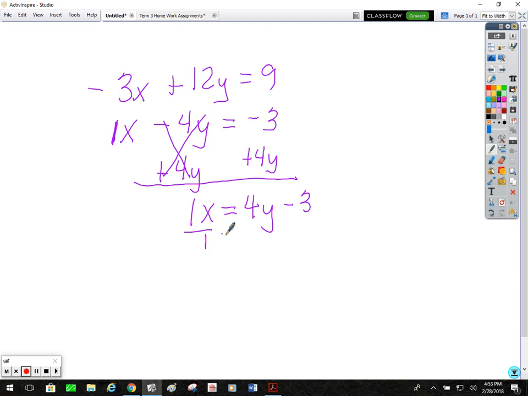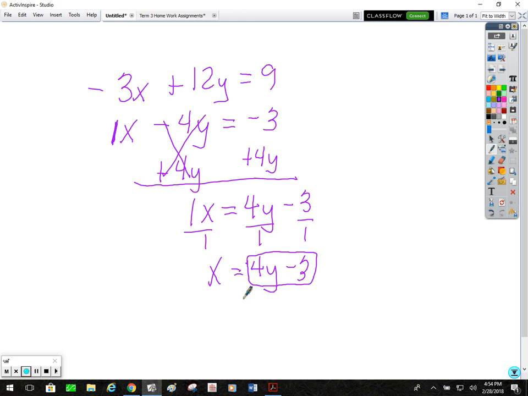Well, again, let's just stay with what we know. Let's divide everything by 1. So I have x is equal to 4y minus 3. And again, see, it didn't change anything, but just to be safe, okay? So now I have a variable that's by itself. I know the value of x is 4y minus 3.